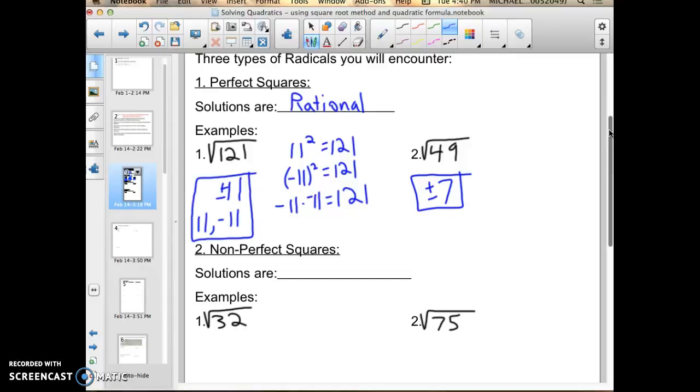So those are perfect squares. Rational meaning that the number 7 is a rational number. It's a whole number and it's not 0, so it is a rational number. The number 11 is a rational number. Negative 7 is also a rational number. It's a whole number and it's not 0. That's the first situation, perfect squares where their solutions are rational.